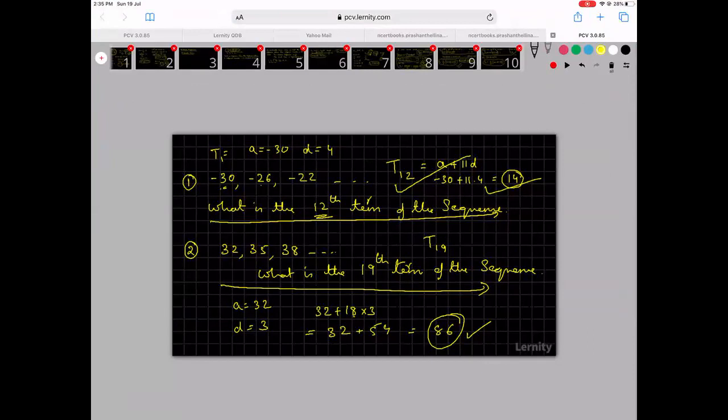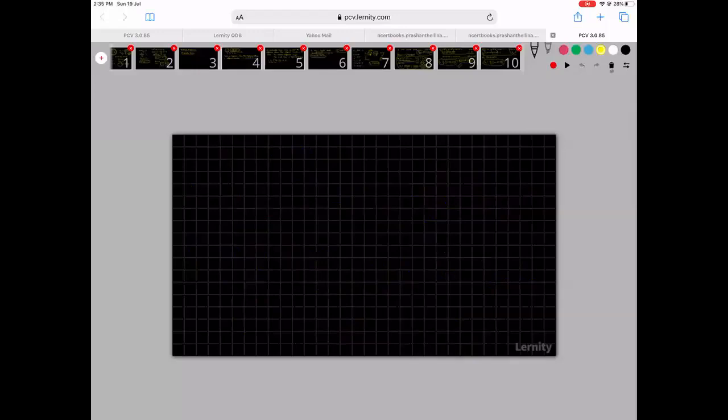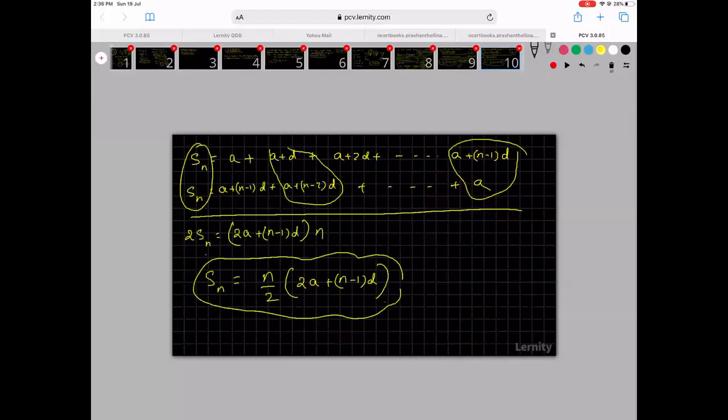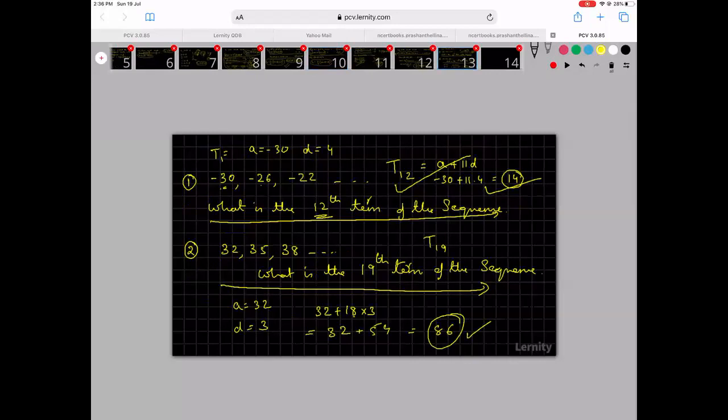Okay, if you have done it, two more questions for you. Same question, same things here. Find S20 here, and here you find out S15. Please find out the sum of 20 terms here, and the sum of 15 terms here.